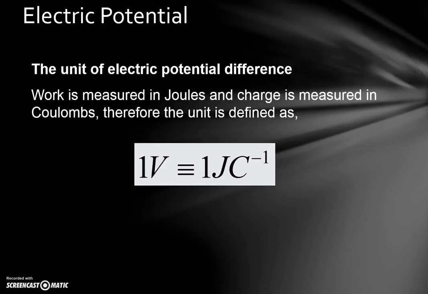Now the unit of electrical potential difference is called the volt. It's fairly common, everyone's heard it before, and work is measured in joules, charge is measured in coulombs. So a volt is always equal to, that's the three-pronged equal sign, 1 joule per coulomb. So it is equal to the volt.